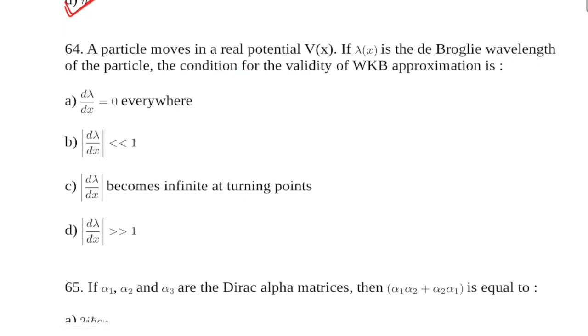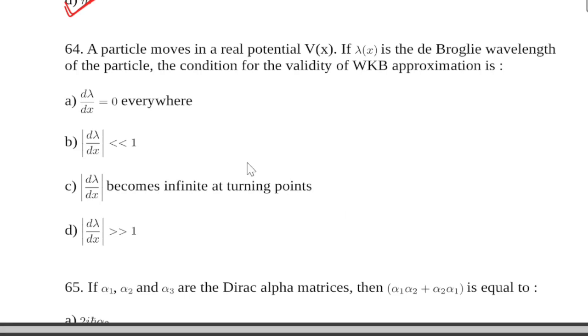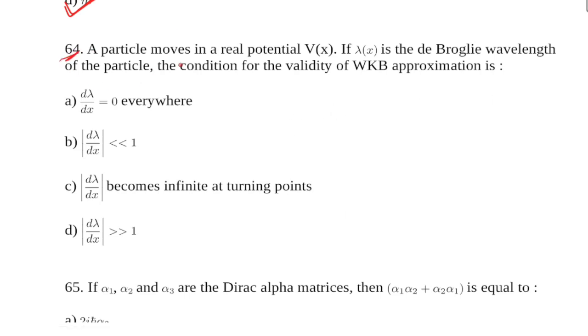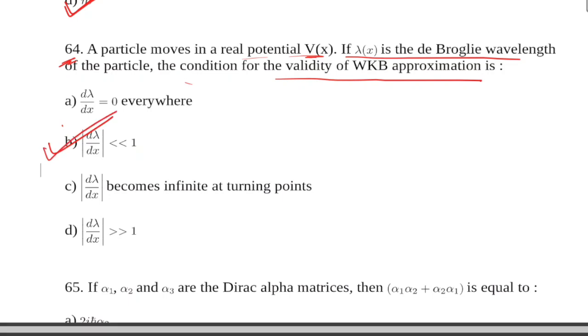Next, 64. A particle moves in a real potential V(x). If lambda(x) is the de Broglie wavelength of the particle, the condition for the validity of the WKB approximation is that the variation should be small, that is, d lambda by dx should be less than 1. This is your correct option, option B.